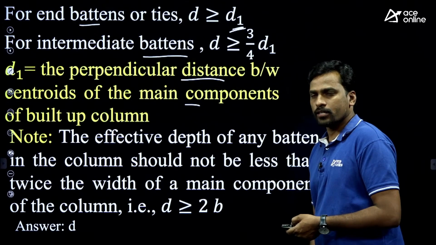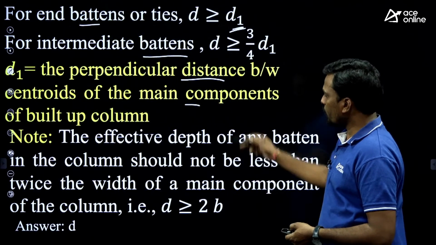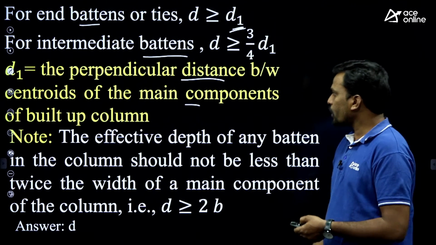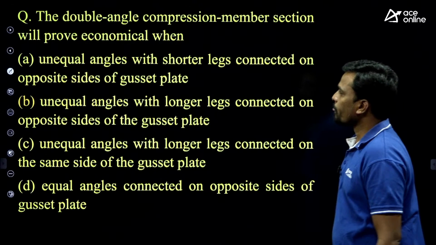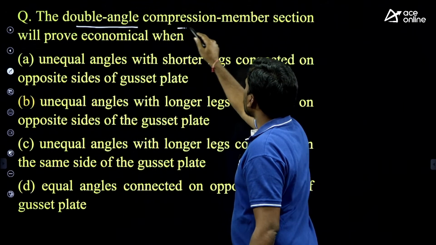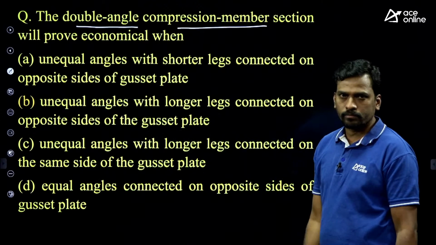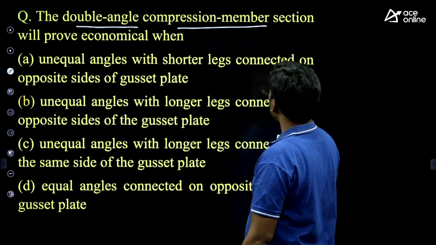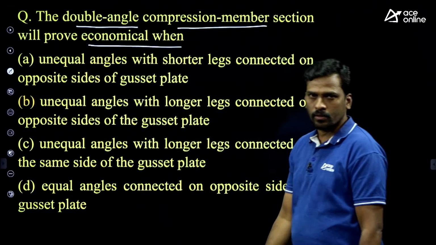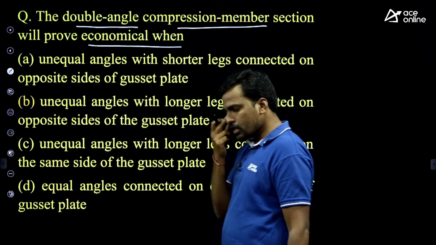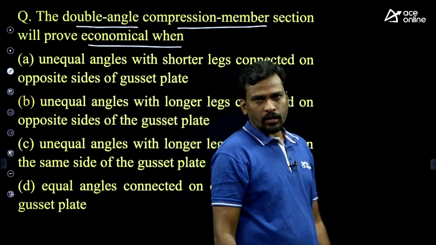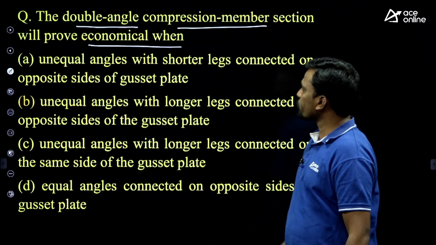Next, and in parallel, I am giving some additional data from this topic only. Now the next question. In a double angle compression member section, which will prove economical? So we have to use a double angle, that is nothing but a built-up section only. In which case is it economical? He gave 4 statements here.